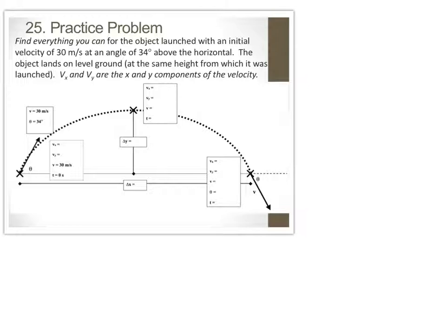All right, we're going to do another find-everything problem, except this time we're going to be doing it with an angled launch here. So I see that this object is being launched at a speed of 30 meters per second at an angle of 34 degrees.